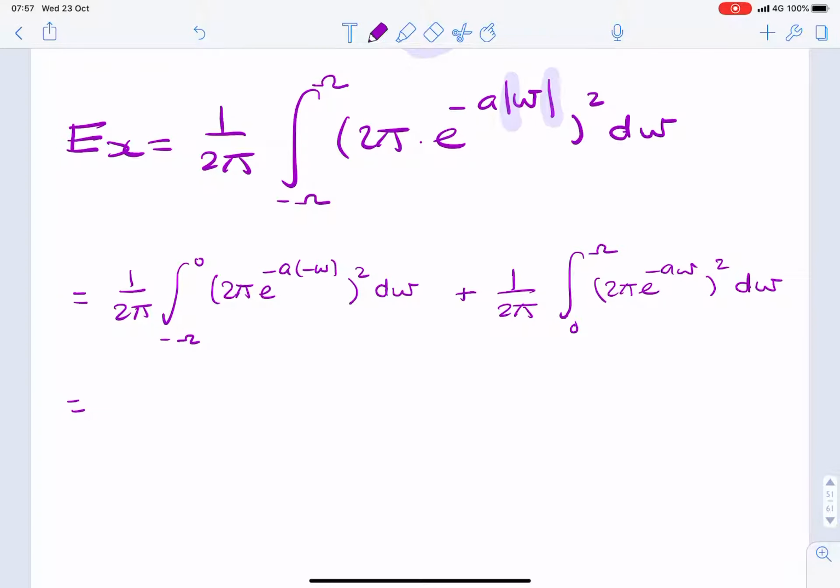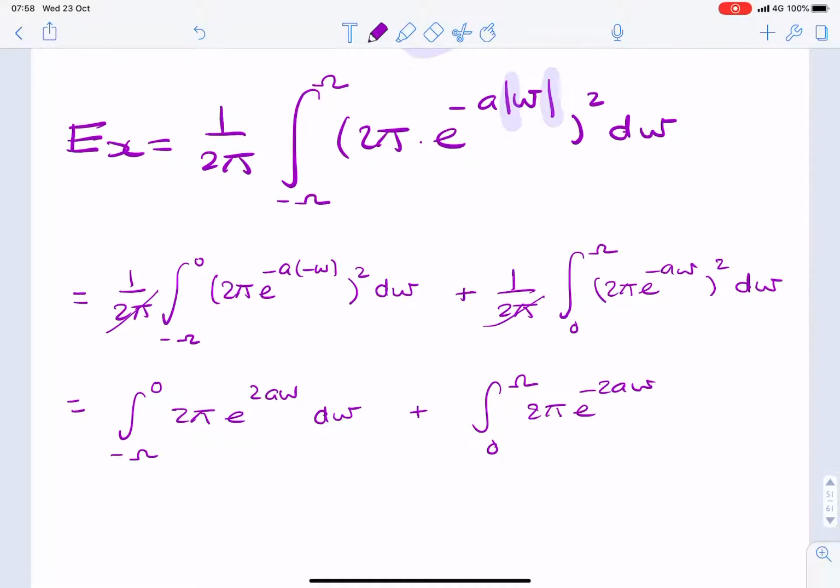So one of the 2 pi's will cancel, and you end up with an integral from minus omega to 0, 2 pi e to the minus 2 a omega, or I should have said positive 2a omega, plus 2 pi e to the minus 2 a omega d omega. And now it's a straightforward integration.